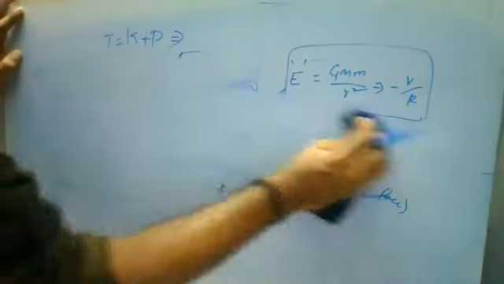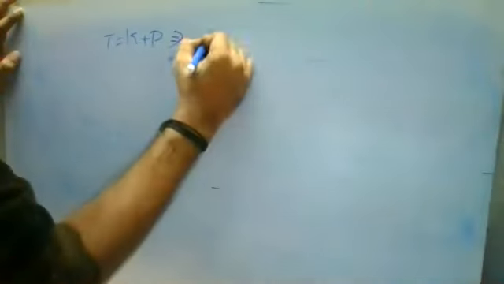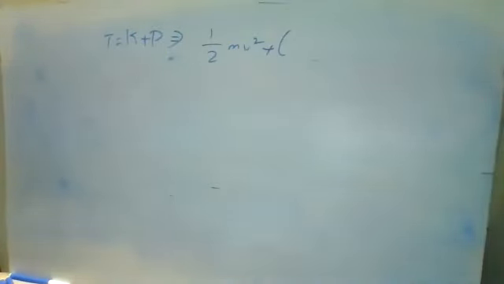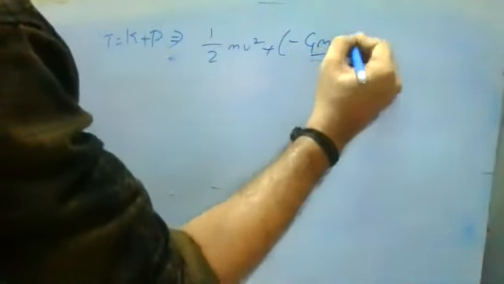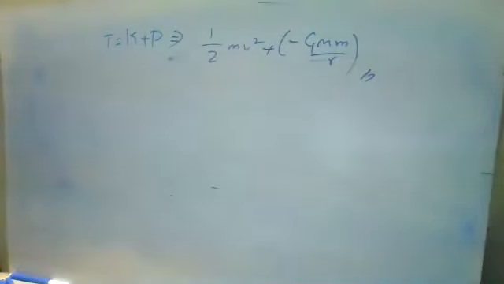So the kinetic energy relation is half m v square. And the potential energy is not mgh, because it varies from one point to another. So we have discussed the potential energy relation just now: minus G capital M small m by r. So this is your total energy relation.